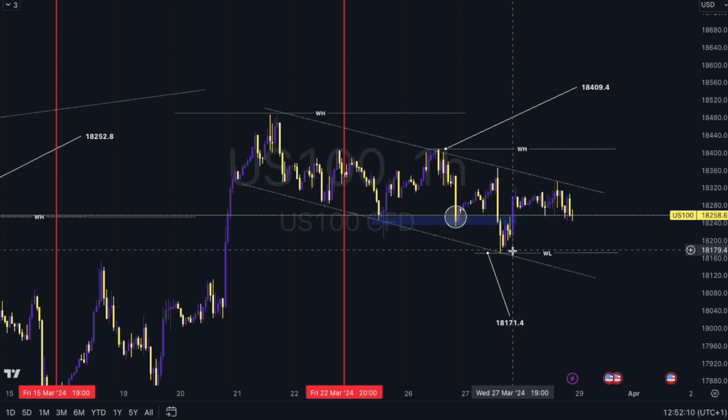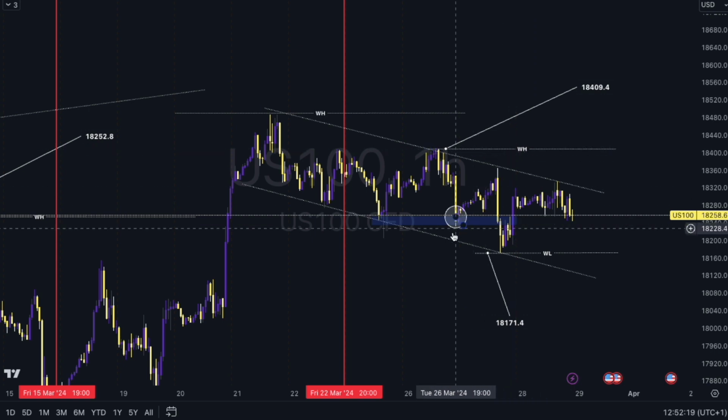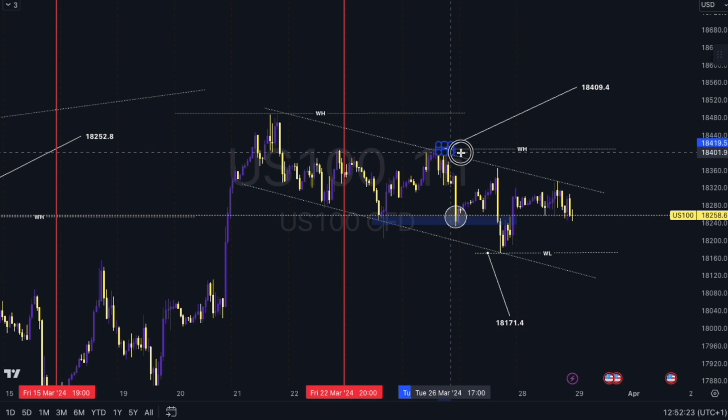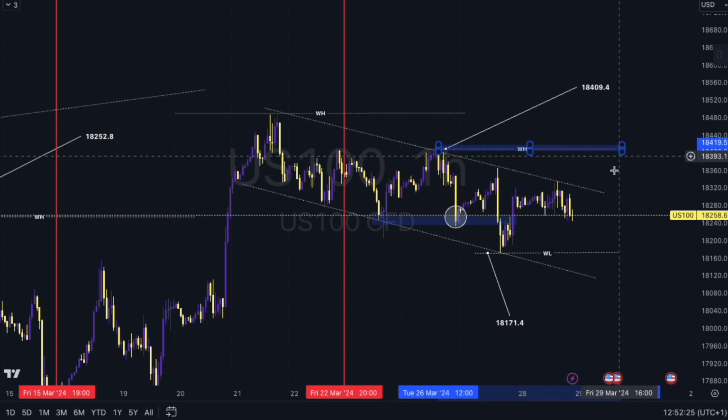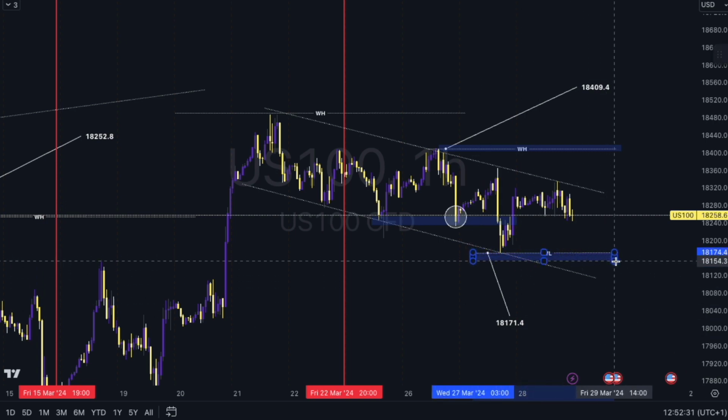The distance between these two levels over here is quite tight. So effectively speaking, you could literally cover both positions. You could put a buy in this location over here, and you can put a sell in this location over here.